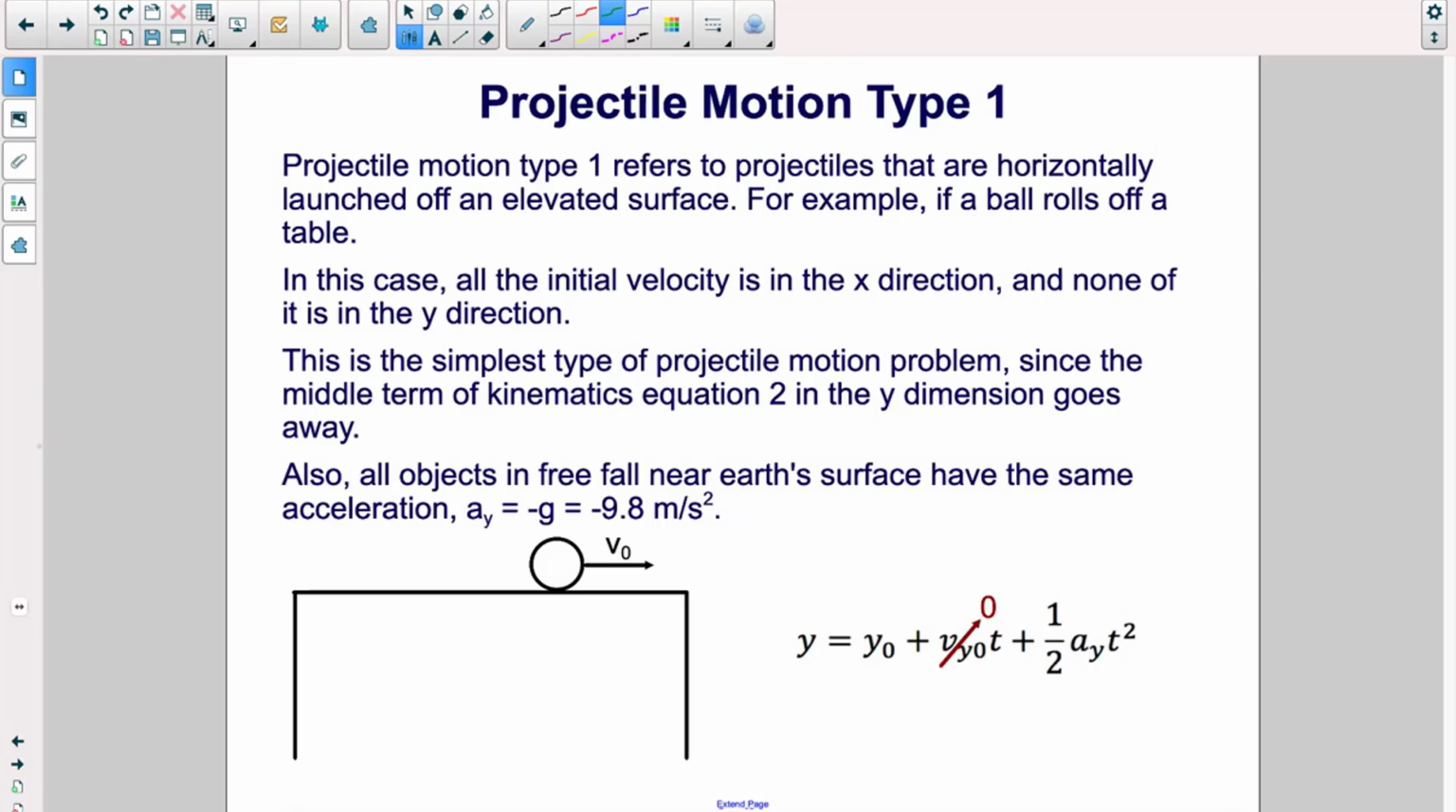Projectile motion type 1 refers to projectiles that are horizontally launched off an elevated surface. For example, if a ball rolls off a table. In this case, all the initial velocity is in the x direction, and none of it is in the y direction. This is the simplest type of projectile motion problem, since the middle term of kinematics equation 2 in the y dimension goes away, because this term right here is 0. Also, all objects in free fall near Earth's surface have the same acceleration, negative 9.8 meters per second squared. So we are going to know that term as well.